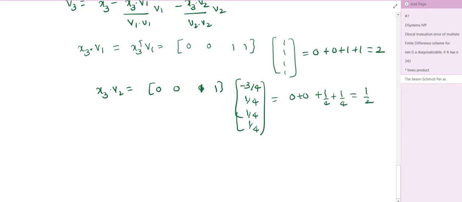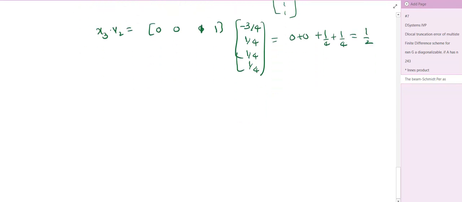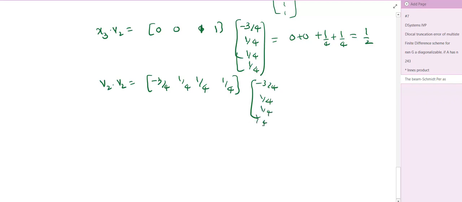So we also want v2 dot v2. This is simply minus 3 by 4 into minus 3 by 4, 1 by 4 into 1 by 4, 1 by 4 into 1 by 4, 1 by 4 into 1 by 4. So this is just 9 by 16, 1 by 16, 1 by 16, 1 by 16.